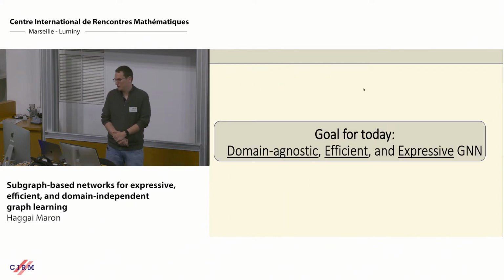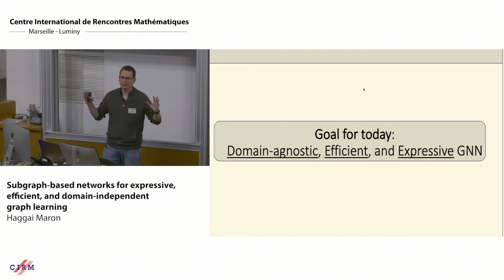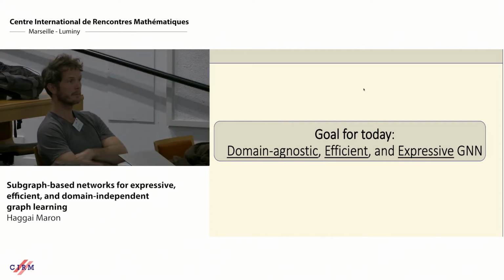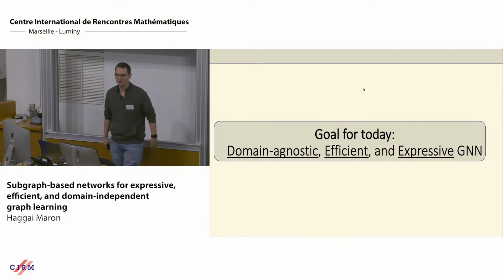So this brings me to the goal of this talk today, which is we are going to look for GNNs which have three main properties. We would like them to be domain agnostic, meaning that they can work on any field without having an expert in this field. We would like them to be as efficient as we can. And we would like them to be expressive. And from many perspectives, this is the main goal of this whole field of expressive GNNs. This is what people are trying to achieve.